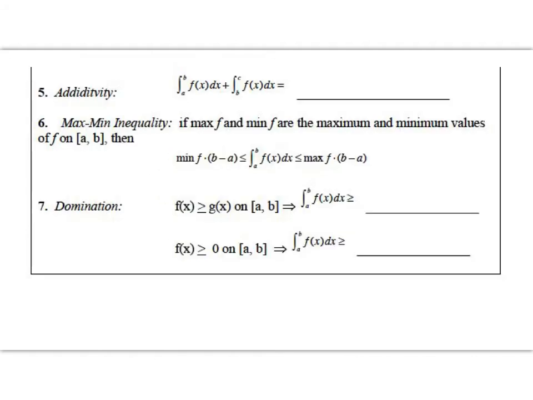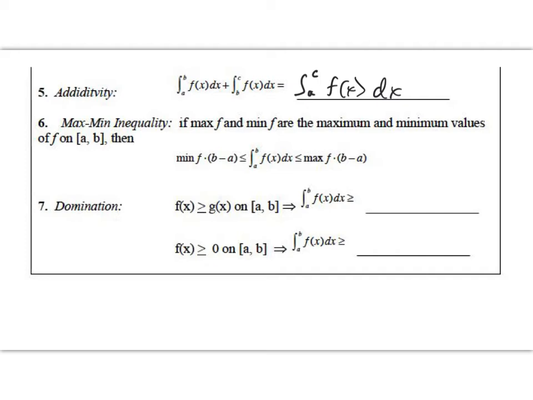Okay, now here's an interesting little property, the additivity property. If you were to take the definite integral from A to B and the definite integral from B to C, and you were to add those two together, it would be the same thing as taking a definite integral from A to C of the same function. Now keep in mind that we do have to have the same function on both parts in order for this to occur.